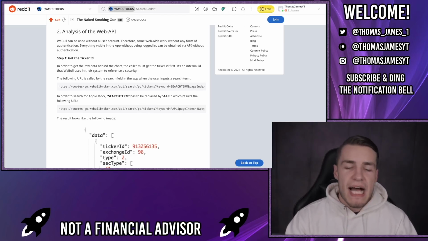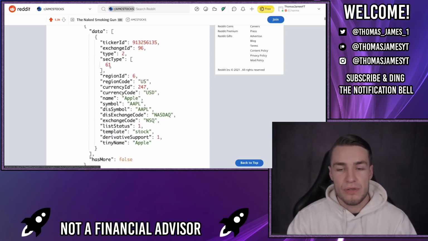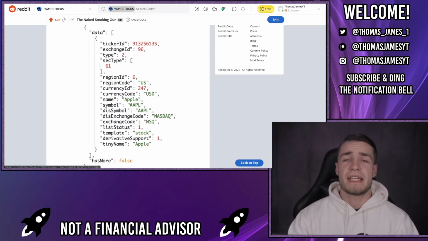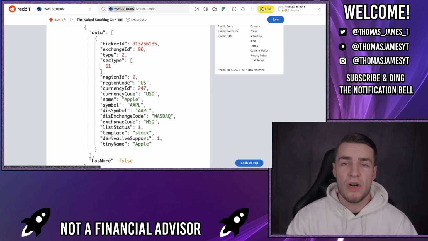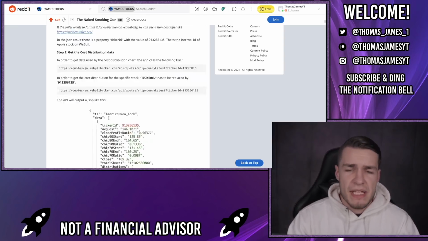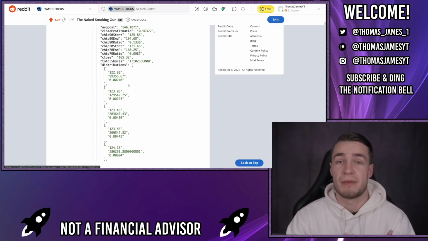So he then explains how you can get into the Webull API, how you can get the ticker ID for AMC, or for this example, he uses Apple, and the results look like that. So you can see that he's done a search for Apple, which has given him the ticker ID 913256135. He then explains how he obtains the cost distribution data and how he obtains the total shares and also the distributions, which look something like that.